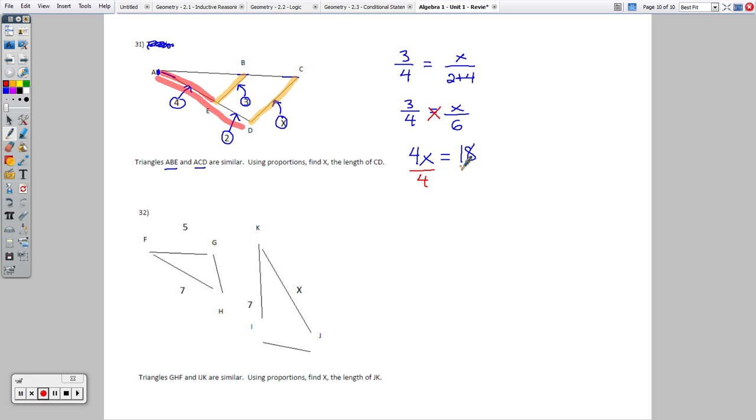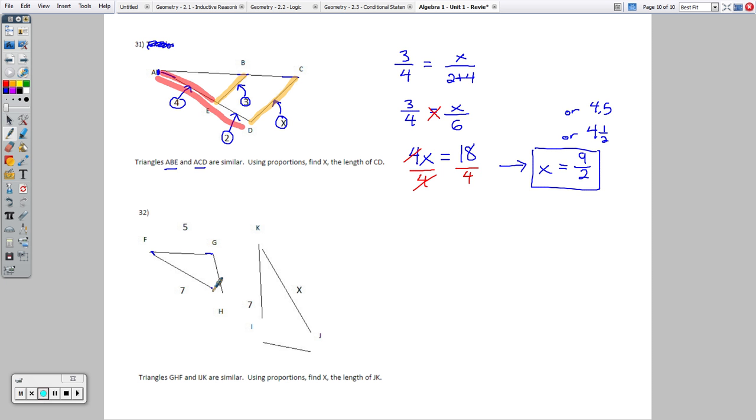Can divide both sides by 4. The 4's will cancel. You can reduce 18 over 4, you can reduce that to 9 halves. So you could say x is 9 halves, no units included, so you don't have to include those. You could also say that's 4.5. All those are the same number, just in a different form.